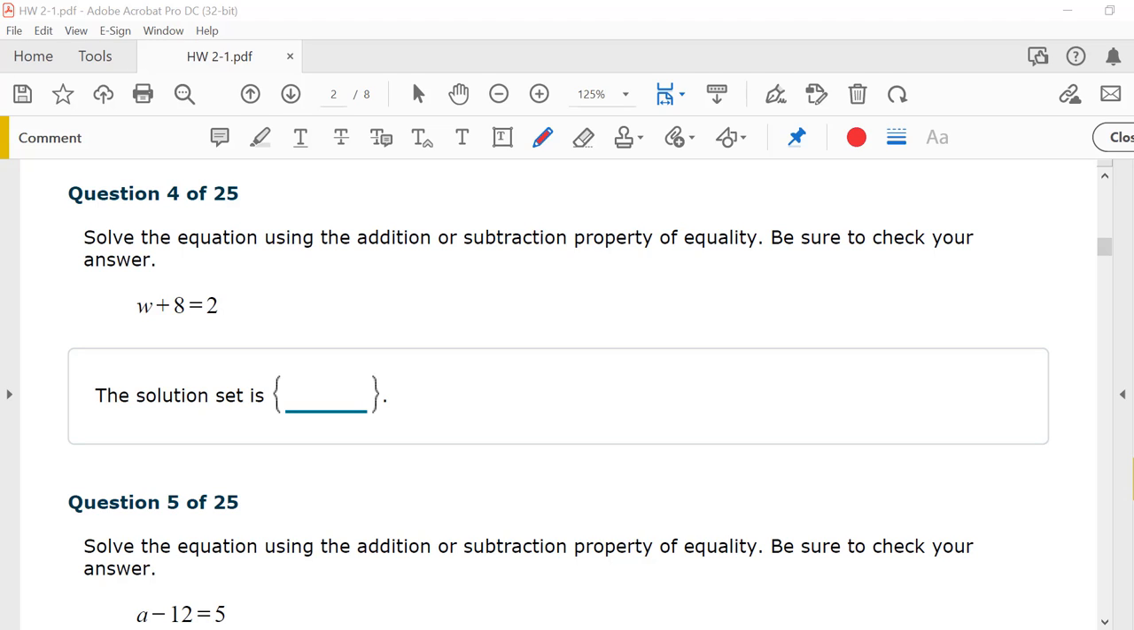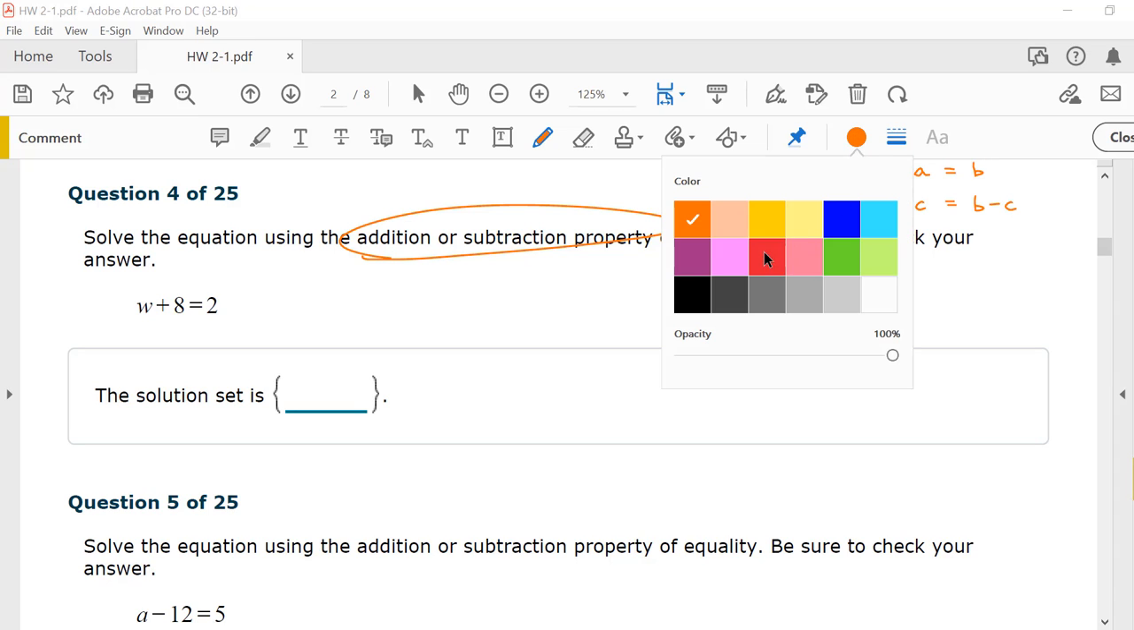Number 4 says to solve the equation using the addition or subtraction property of equality. Okay, what is the addition or subtraction property of equality? It says if you know that A equals B, if you add the same thing to both sides, you still have equality. So A plus C is going to equal B plus C. Same thing with subtraction. If you know A equals B, then A minus C is going to equal B minus C. You may have heard in past math classes, what you do to one side, you have to do to the other side. And that's the case here.